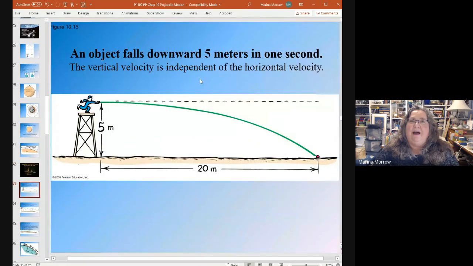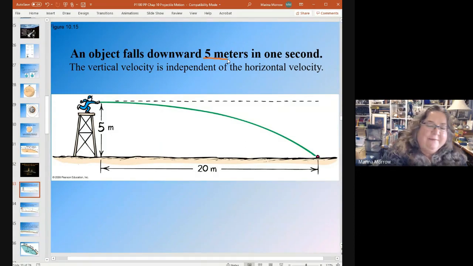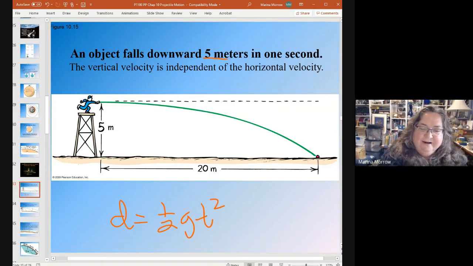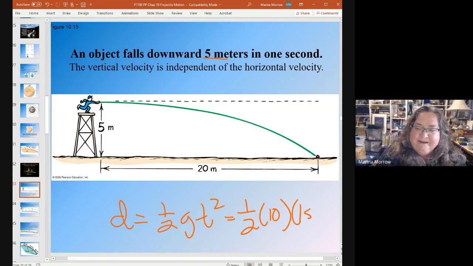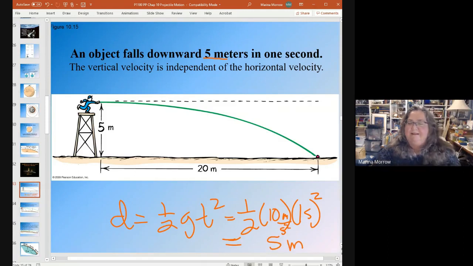Now, one thing we do know is that objects fall downward 5 meters in 1 second. We were just doing that. Remember that distance is 1/2 g t squared: 1/2 of 10 times 1 second squared, and that gives us 5 meters. That's how far things fall in 1 second.